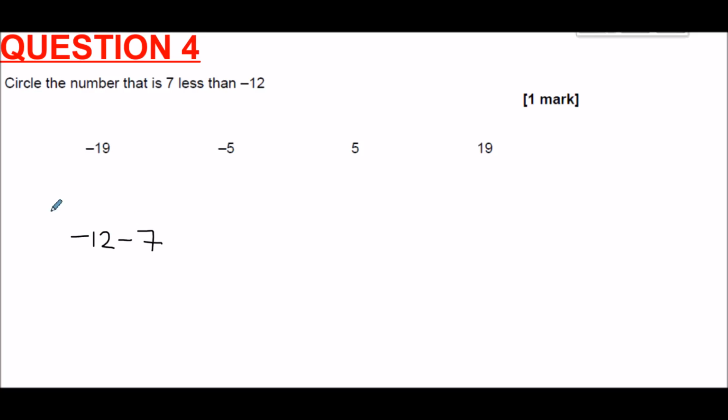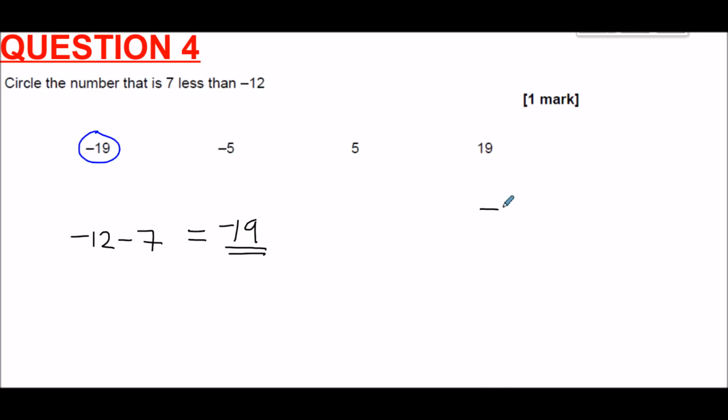And so what we do here is we're starting at minus 12, we're then going lower by a further 7. We can think of this as if we take away 12 and then take away another 7, how much are we taking away altogether? The answer is we'll be taking away 19. So the one we need to circle for question 4 is minus 19.